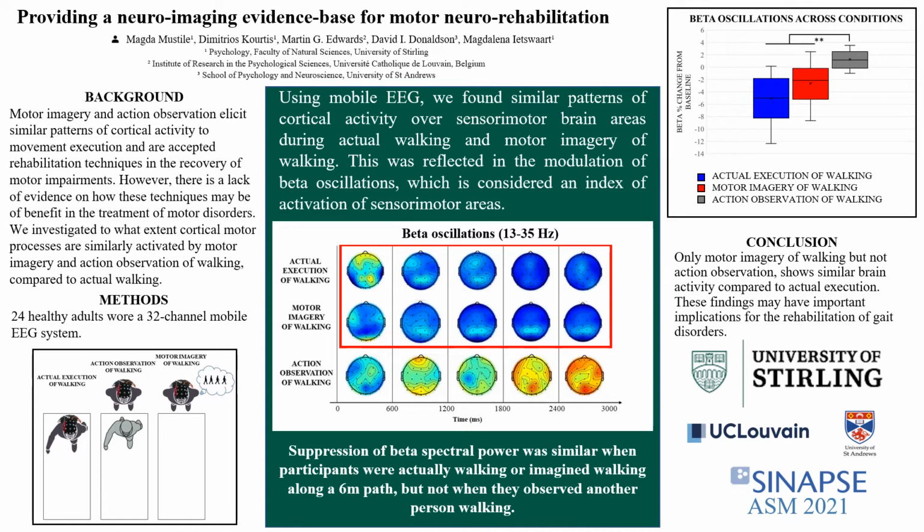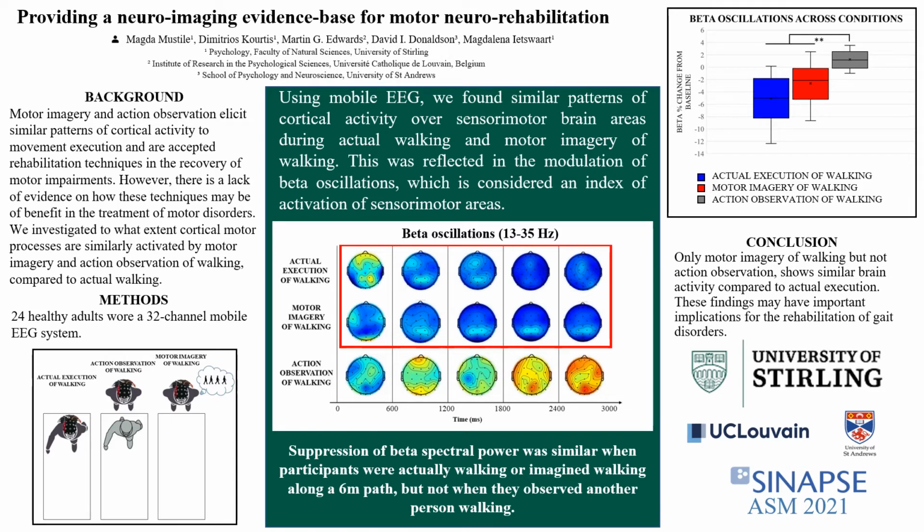However, due to methodological limitations, there is a lack of evidence on how these techniques are of benefit in the treatment of motor disorders, and whether they involve the same motor processes associated with movement execution. Here we used a mobile-EEG approach to study motor processes related to motor imagery and action observation of walking, in order to provide new evidence for the rehabilitation of gait disorders.